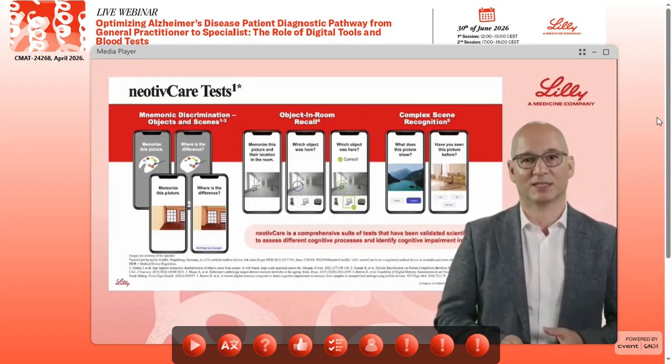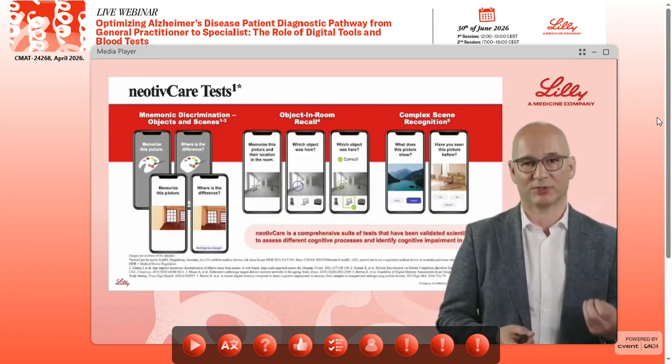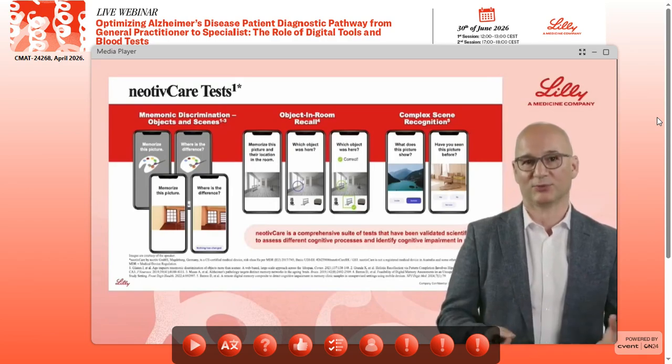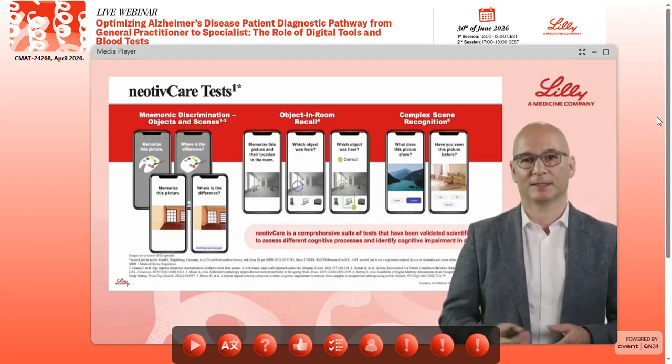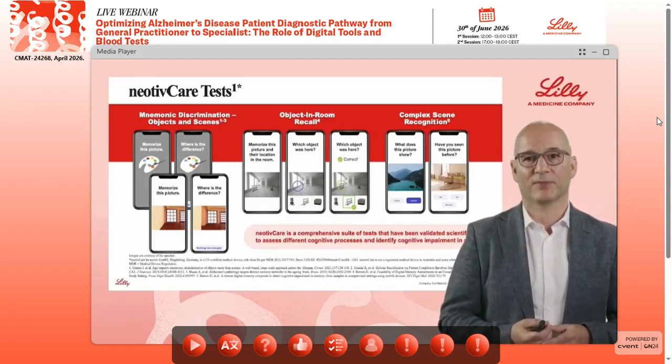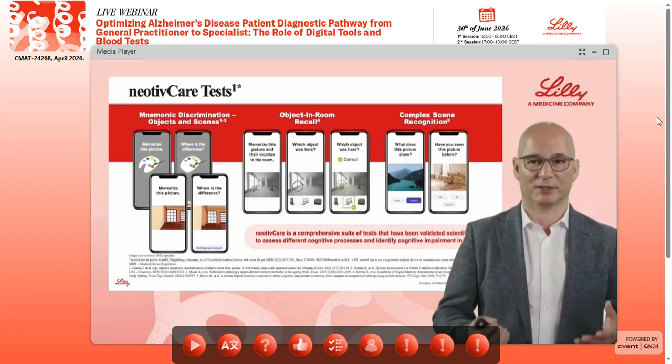So one set of tests, that you can see on the left, focuses on visual memory discrimination, so accurate visual memory. A second set of tests that you see in the middle is focusing on object and spatial information integration. So there you have to memorize where objects are located in 3-dimensional spaces. And another set of tests that you see on the right is focused on familiarity recognition.